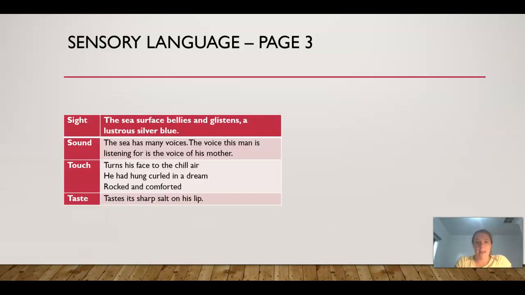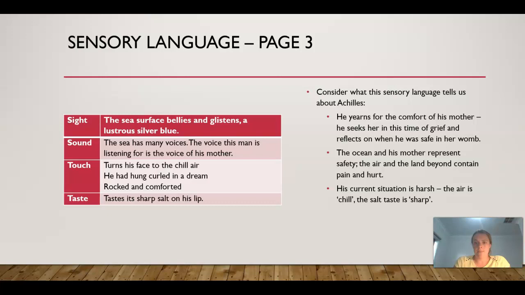Okay, so you've read page 3, and here I've given you some of the sensory language that I could find. So we've got sight: the sea surface bellies and glistens a lustrous silver blue. We've got sound: the sea has many voices. The voice this man is listening for is the voice of his mother. Touch: turns his face to the chill air he had hung curled in a dream, rocked and comforted. And taste: tastes its sharp salt on his lip.